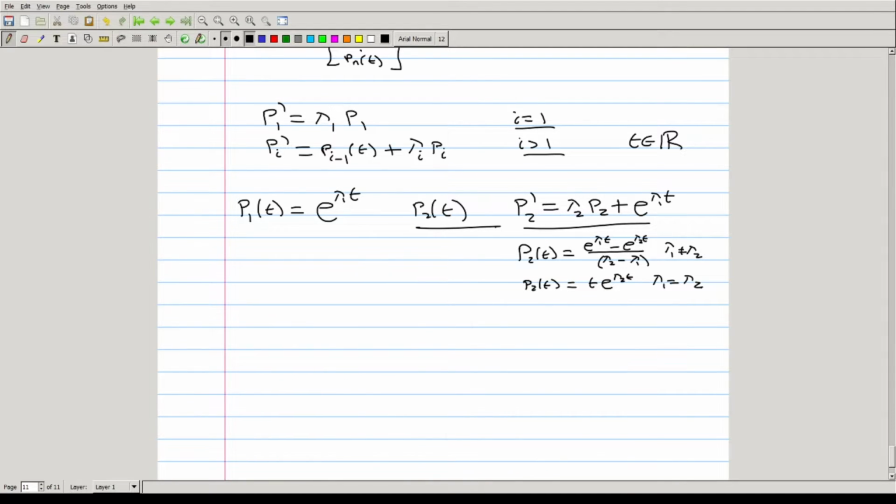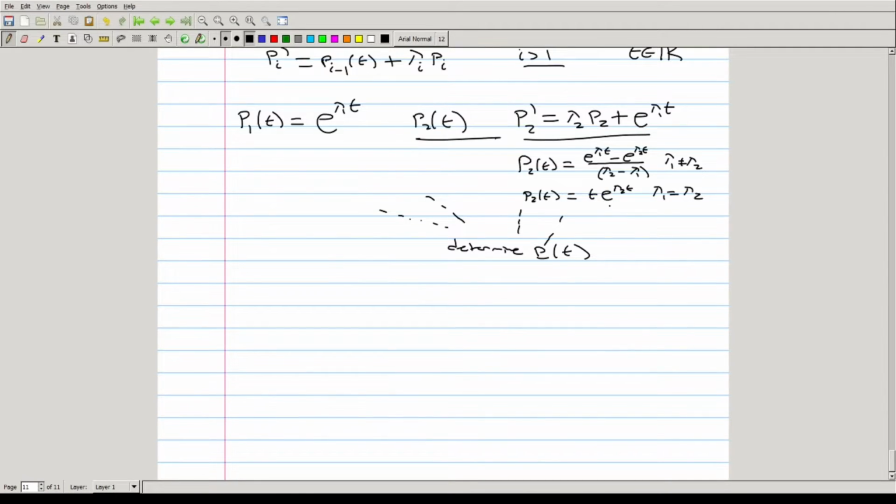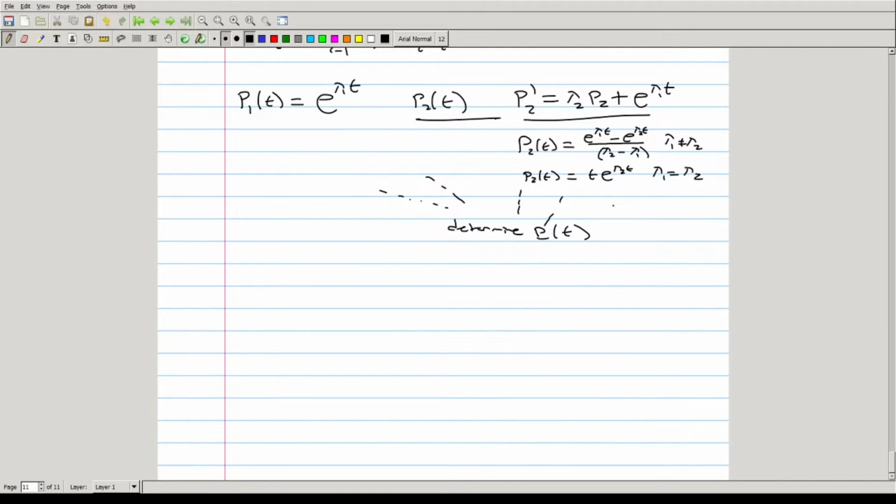Right, so regardless of whether we have distinct eigenvalues or non-distinct eigenvalues, we can go through and directly determine all of these functions p in the vector p. And what's really nice about this is that we're going to see that using these vector functions and the properties of these vector functions, we can directly go through and show that the matrix phi satisfies the differential equation.